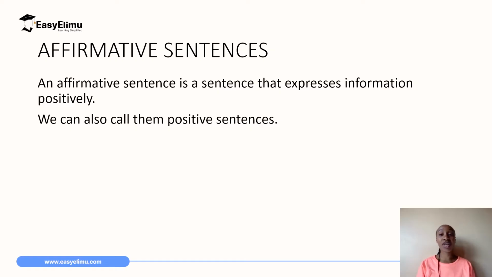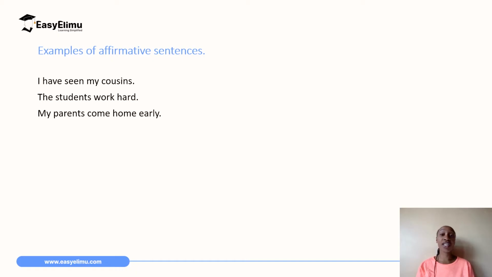I successfully finished my Form 4. That is an affirmative sentence or a sentence in the affirmative. So you can try and construct as many sentences as you can in the affirmative. There are 3 examples there. I have seen my cousins. The students work hard. My parents come home early.